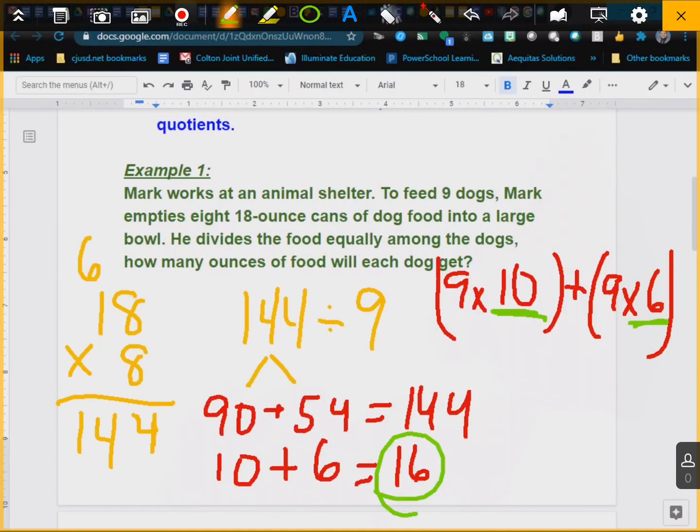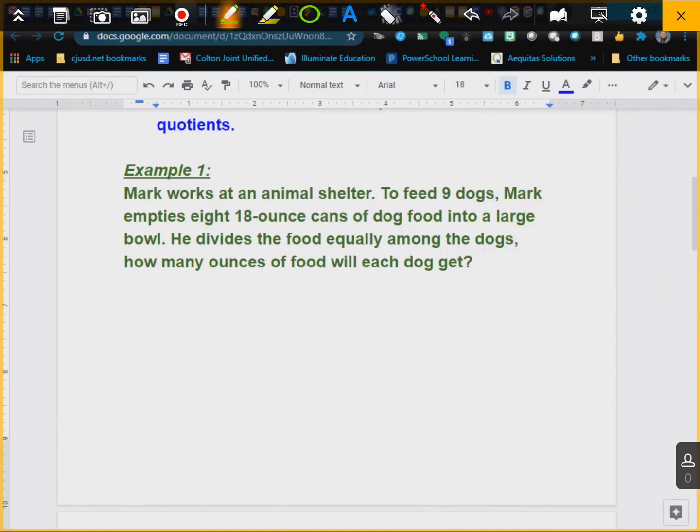And now I'm going to check my answer. I'm going to say 16 times 9, it should be 144. 9 times 6 is 54. 9 times 1 is 9, plus 5 is 14, so 144.